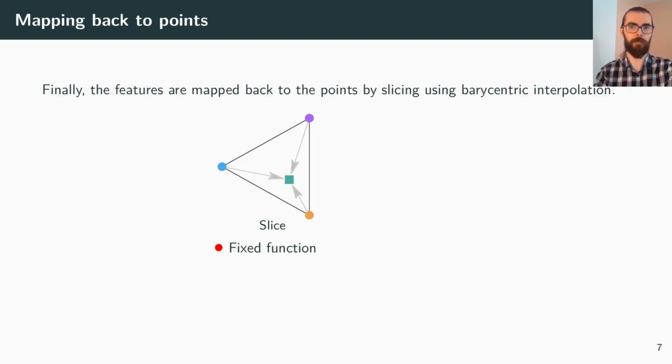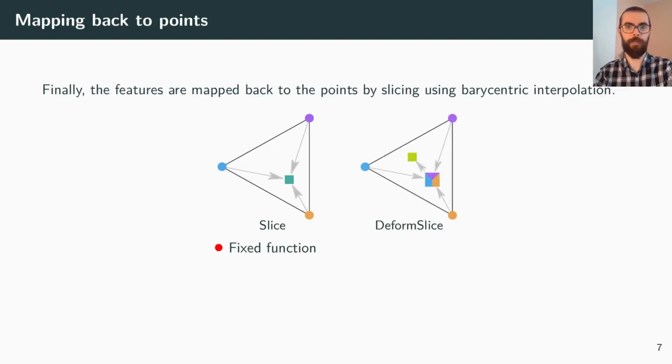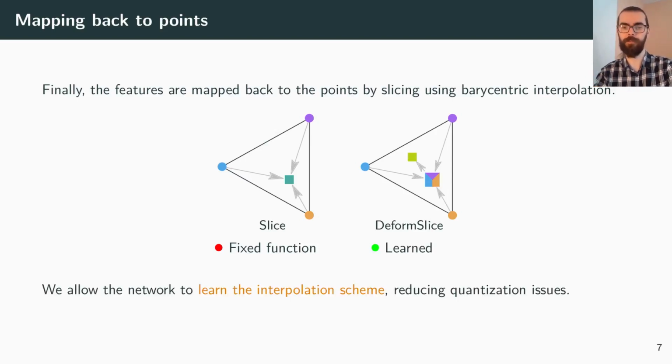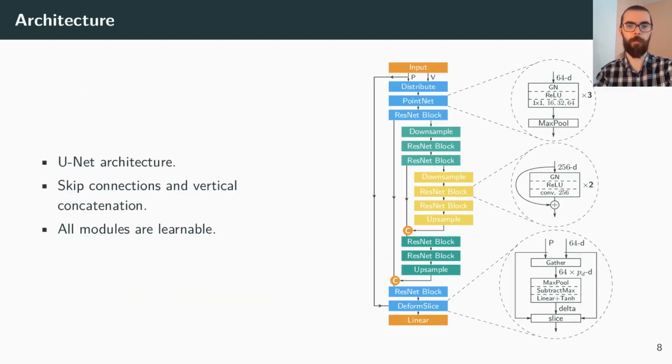However, this is a fixed function, which means it has no learnable parameters. Here we define DeformSlice, a method which first gathers the features of the lattice and then regresses new barycentric coordinates. This has the advantage that it's a learned operation, which allows the network to learn a better interpolation scheme, further reducing quantization issues. We model our architecture as a UNet model, together with skip connections and vertical concatenation. All modules in the network are learnable.